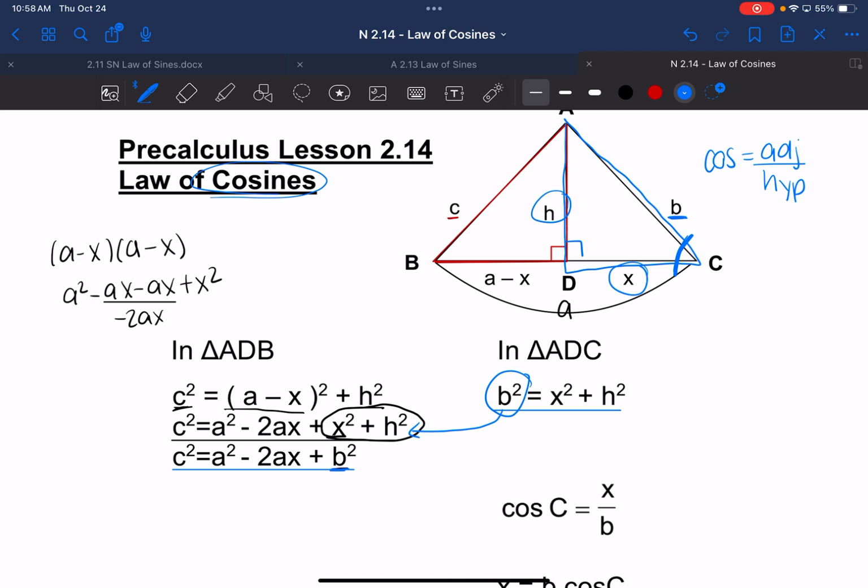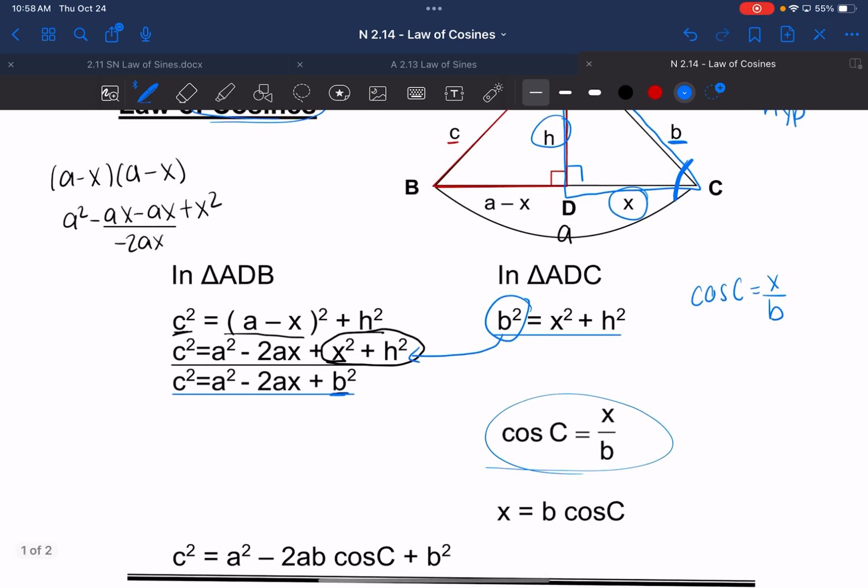Adjacent to angle C? X would be the adjacent. Okay, so I'd have cosine of angle C is equal to X, which is adjacent to it. And what's the hypotenuse for the triangle with C? B. All right, so that's where this came from.